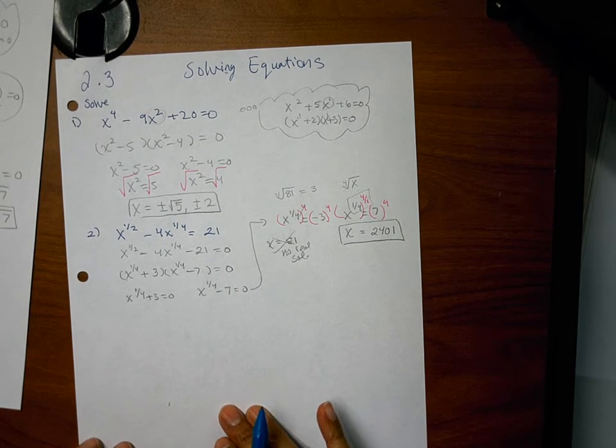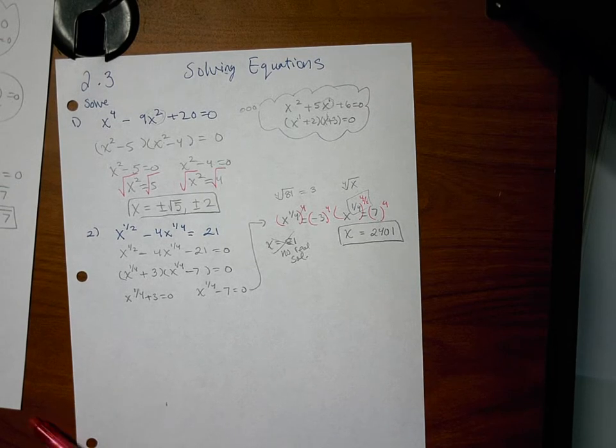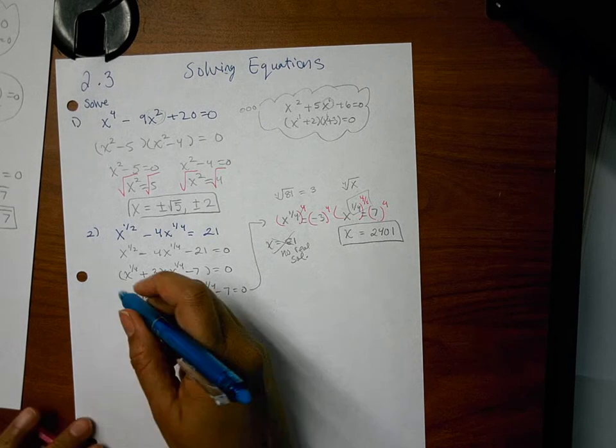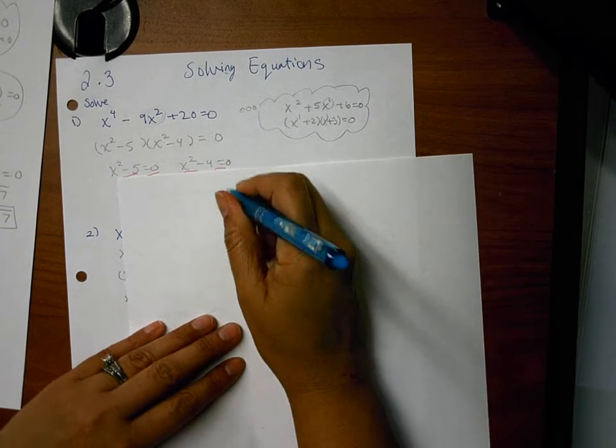You don't have to put no real solution as your answer, because you do have a solution, and it's 2,401. Now, how do you know when it's going to work and when it's not going to work? A quick and easy shortcut way is looking right here.